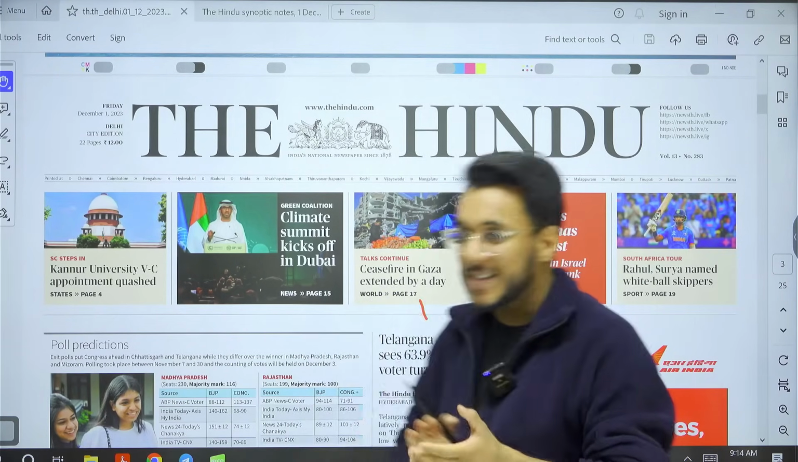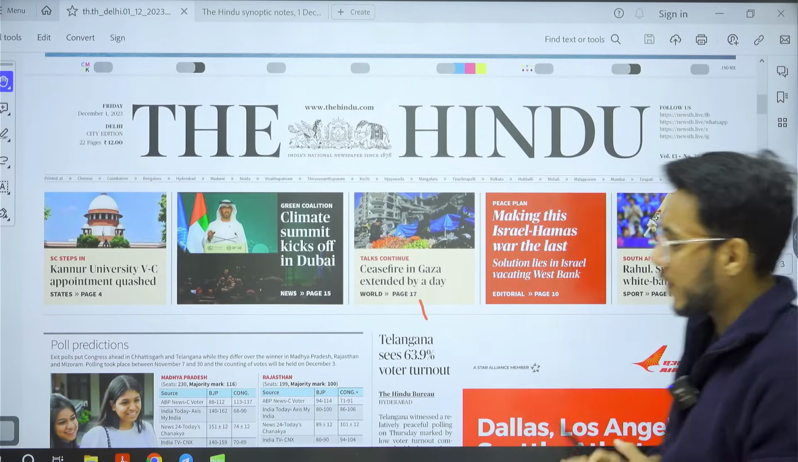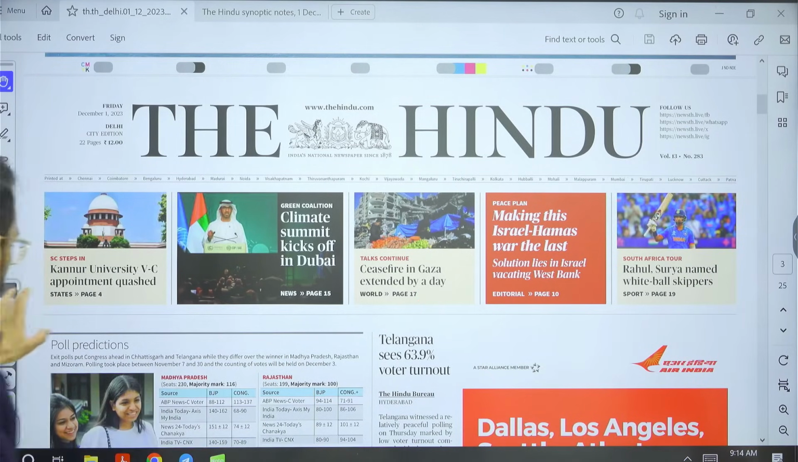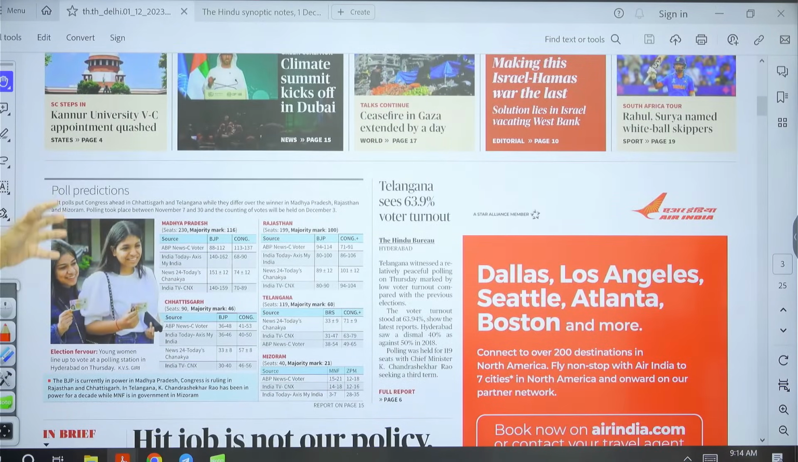Okay, so let's take the overview. Here on the first page, we have the articles talking about poll predictions, voter turnout and all such kind of things, not important for examination.